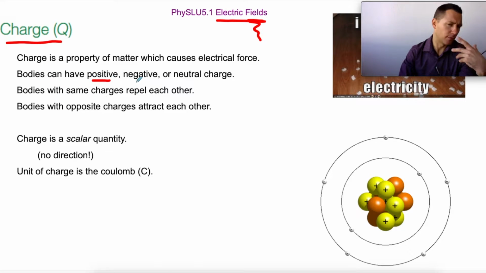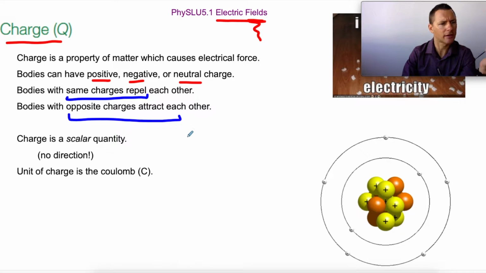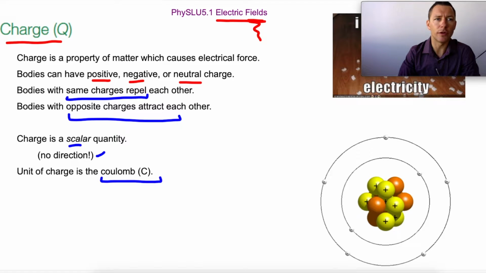But bodies, or objects, can have positive, negative, or neutral charge, no charge. When you have same charges near each other, they repel each other, and opposite charges attract. Fine. Charge is a scalar, which just means it's a size. It doesn't have a direction. It's just how charged is it, not which way is the charge pointing. That doesn't make sense. So it's non-directional, it's scalar. And the unit of charge is a Coulomb. It's one of our fundamental units.